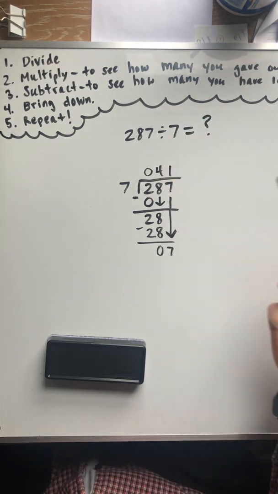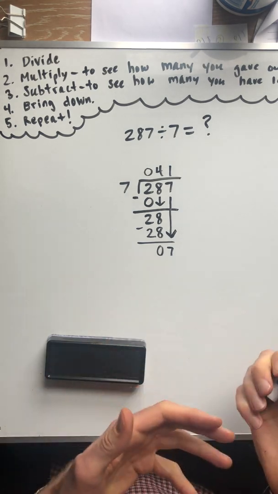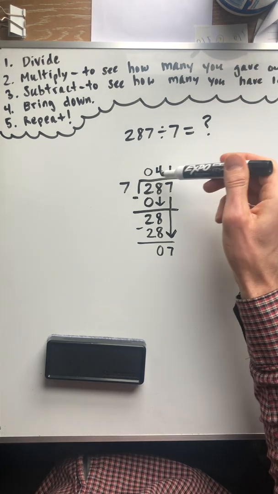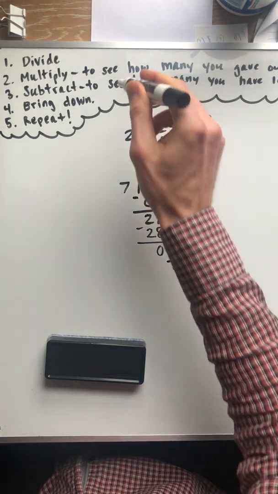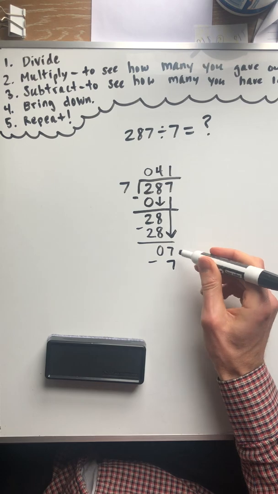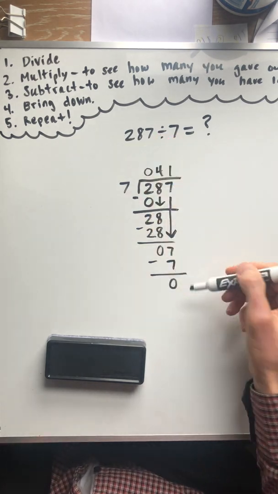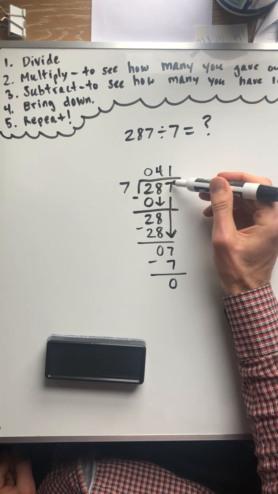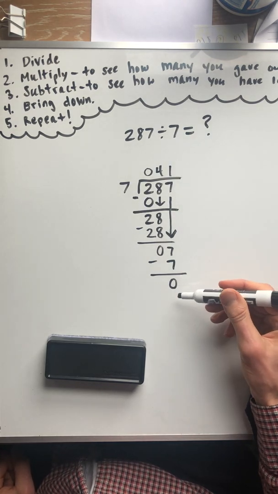And now I see if I have any left over, because sometimes you've got a couple bills left over, so we need to see if we have any bills left over. Well, I multiply, see how many I gave out. 1 times 7 is 7. Subtract, see how many you have left. 7 minus 7, 0. I've got none left. So that means once you've divided up all of your bills, and if you have none left, you're done.